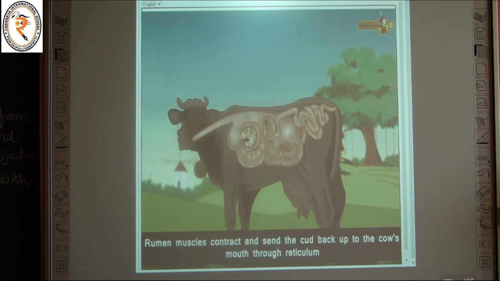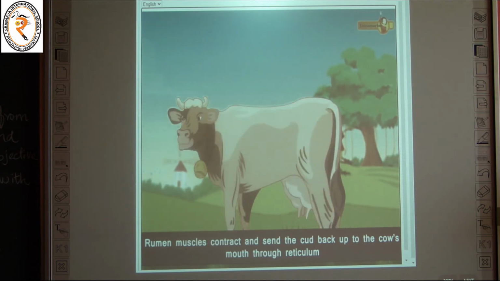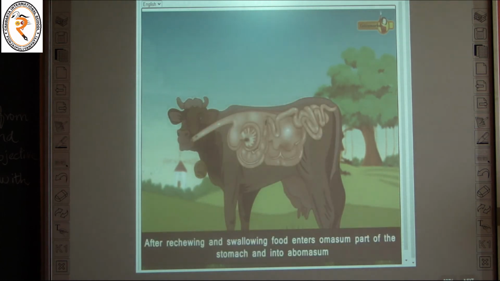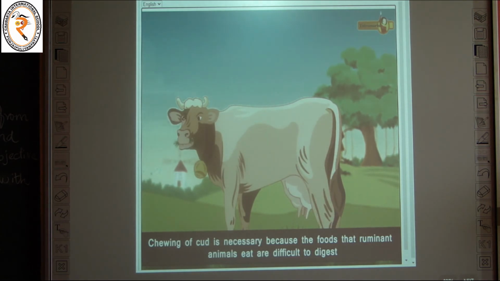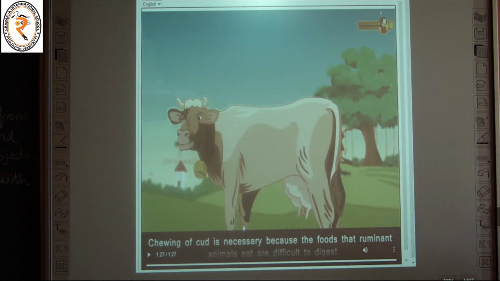Now the rumen muscles contract and send the cud back up to the cow's mouth through the reticulum, where it is re-chewed and swallowed again. Chewing the cud is necessary because the foods that ruminant animals eat are difficult to digest and it takes extra effort to get all of the nutrients from the food. So this is the digestion in grass-eating animals. Okay, and the next one.